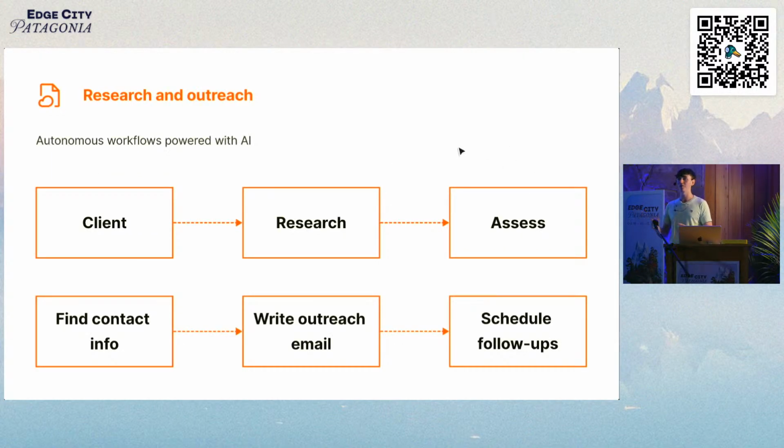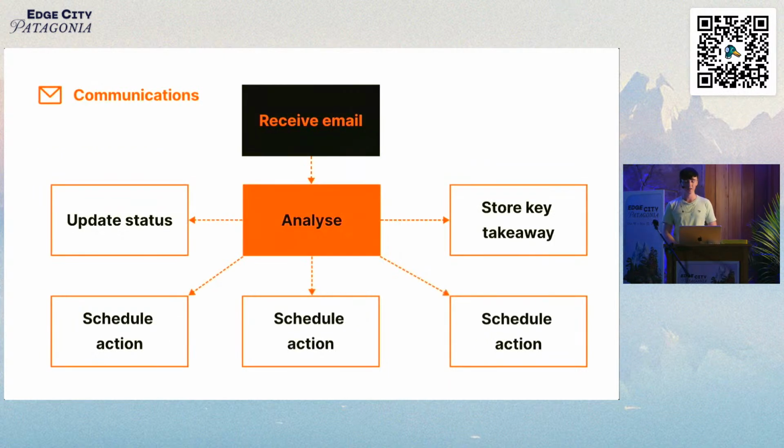These are some examples of the kinds of workflows I'm talking about. You might take a client, go research them, and then assess the extent to which this is a good client to contact. We also have things like: I want to find the contact information, then write a cold email, and schedule a series of follow-ups over the next 2 months. Or I wanted to connect it to my email, so that when I get an email, I analyze it and then take a series of steps. Maybe I update the status of the client, maybe I schedule an action in the future, like a follow-up email. Maybe I store key takeaways from that email, or I have 3 scheduled actions. Clearly, I really wanted to schedule actions.